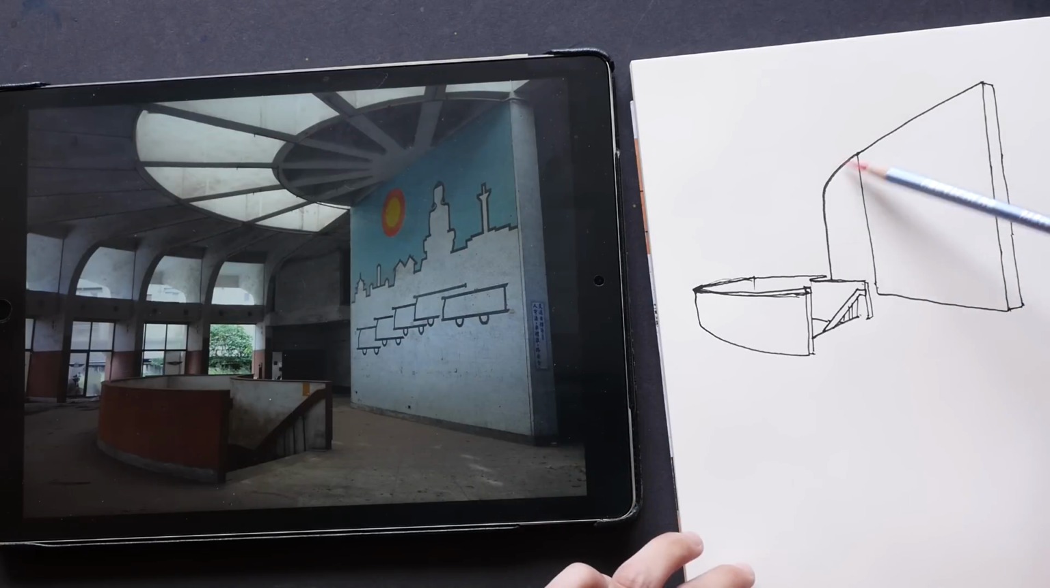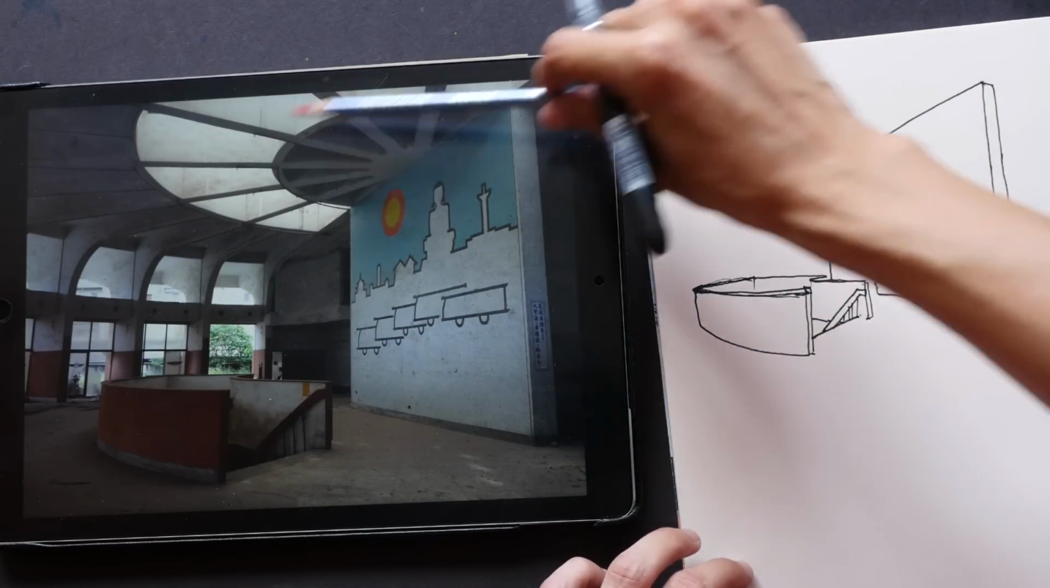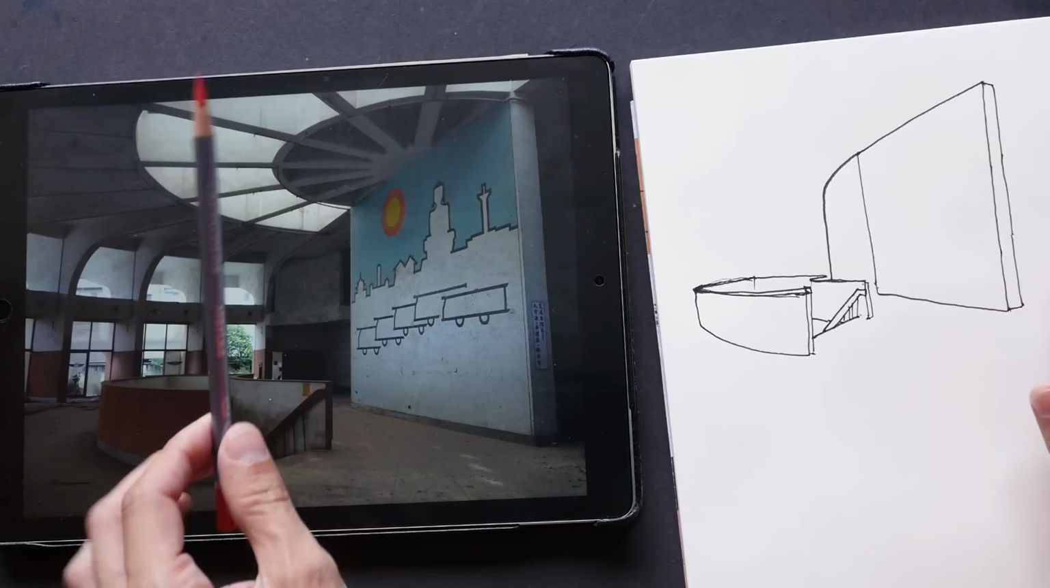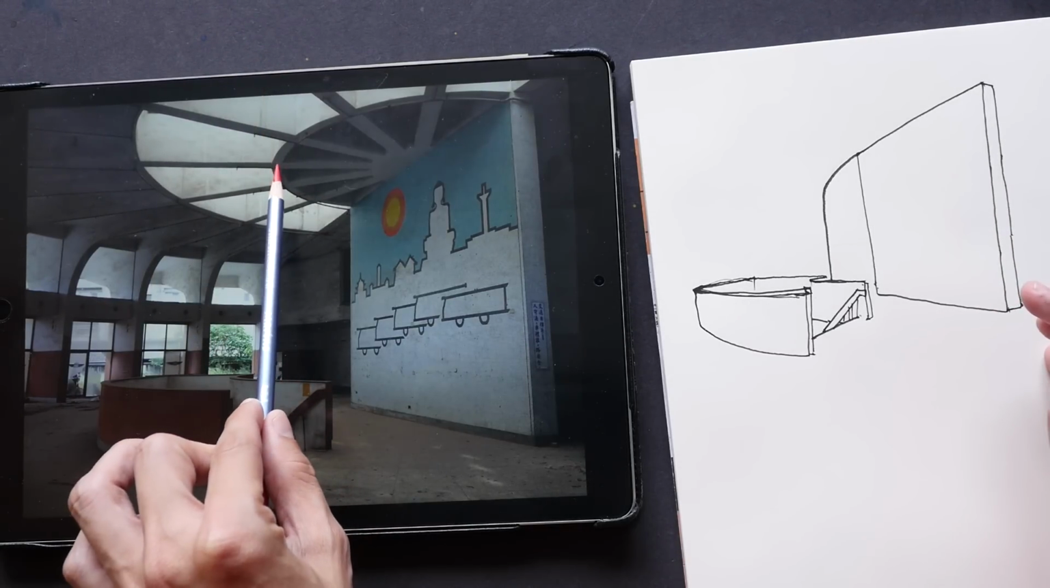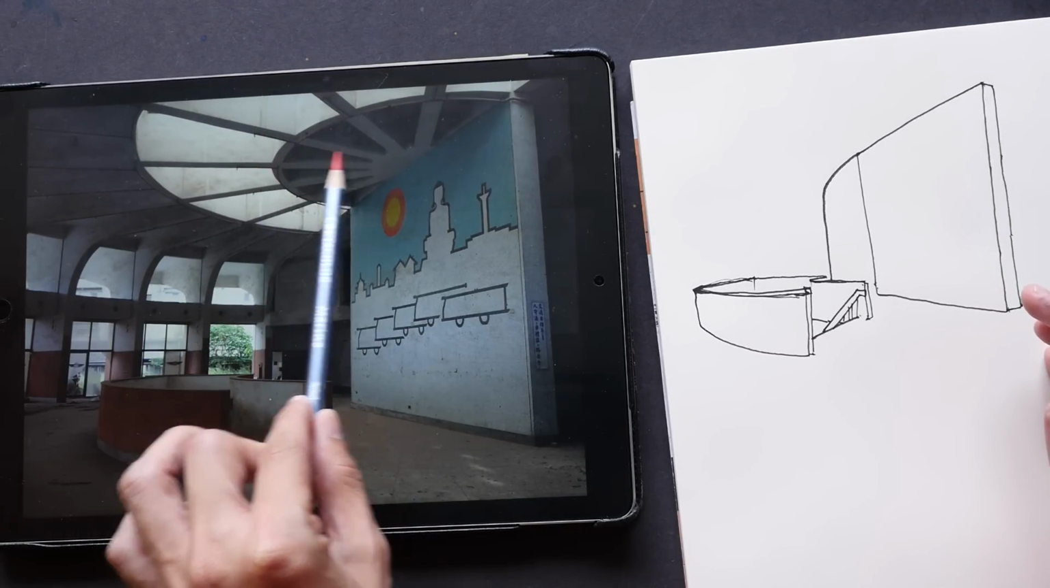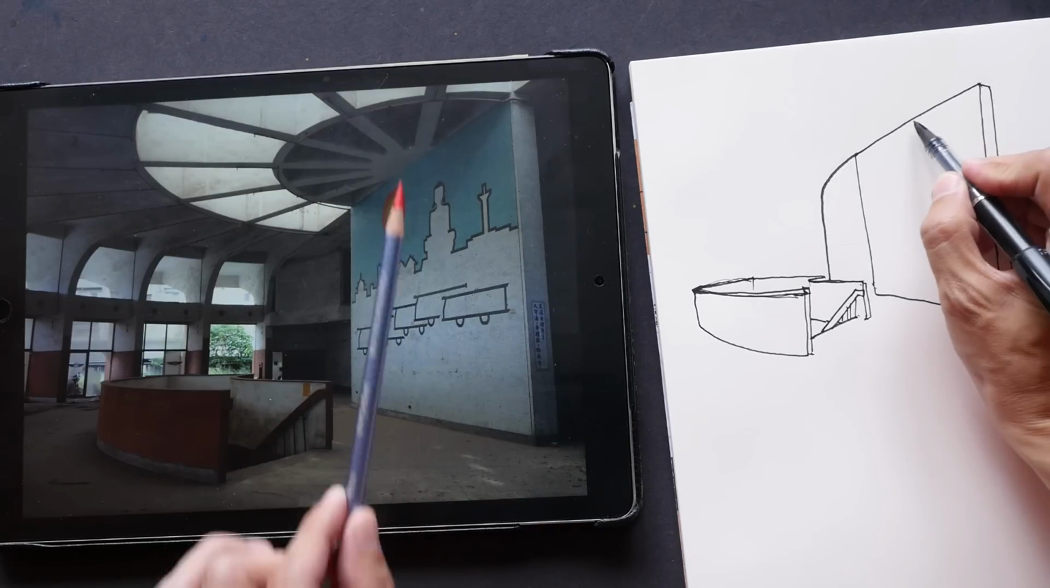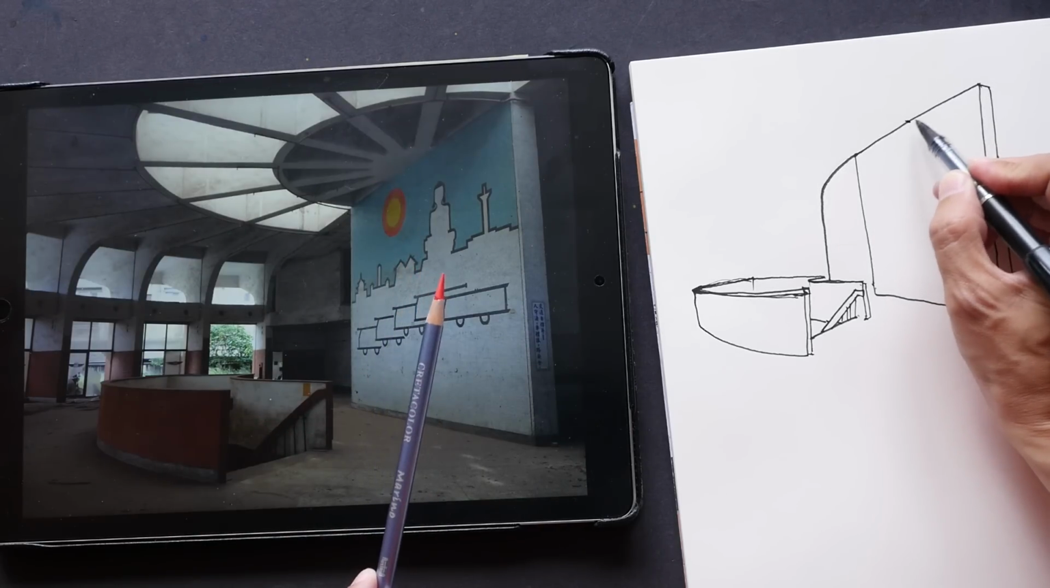Okay, I extended this. Let's draw this semicircle first. The outer edge of this circle is here. It's actually here, this point here. And this point here coincides to the middle point here. So the middle point here is actually here.